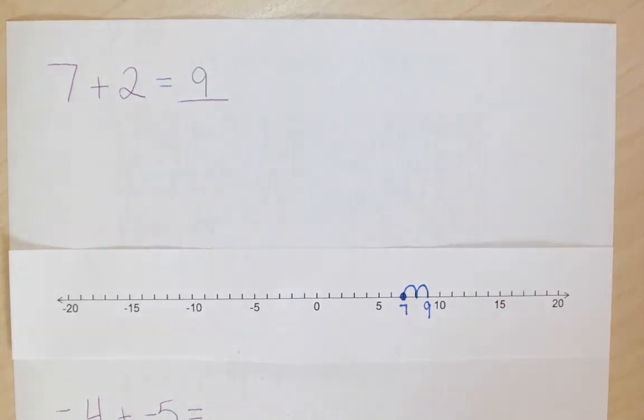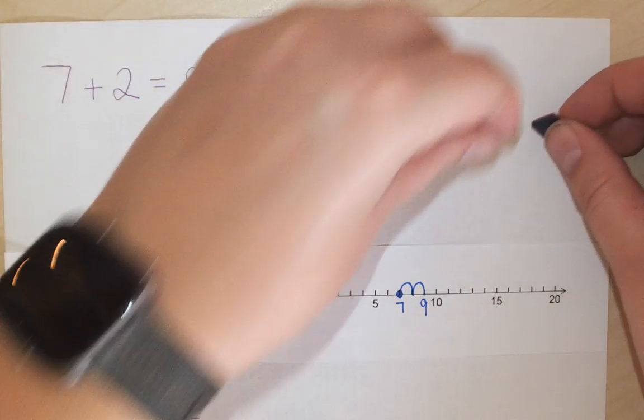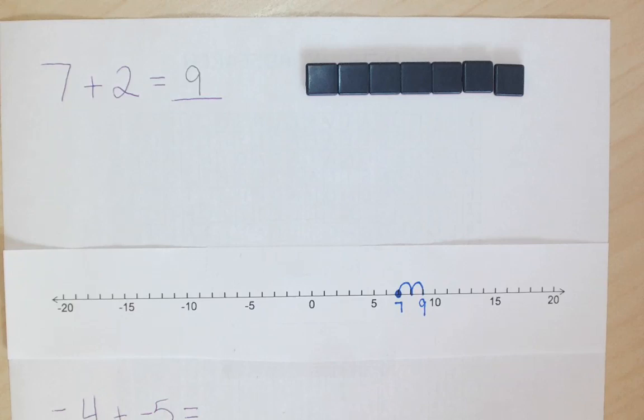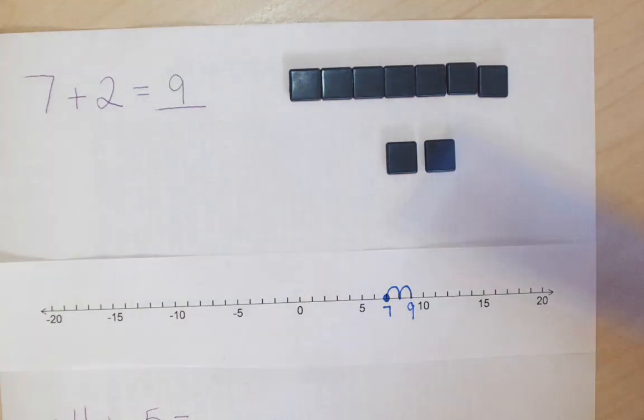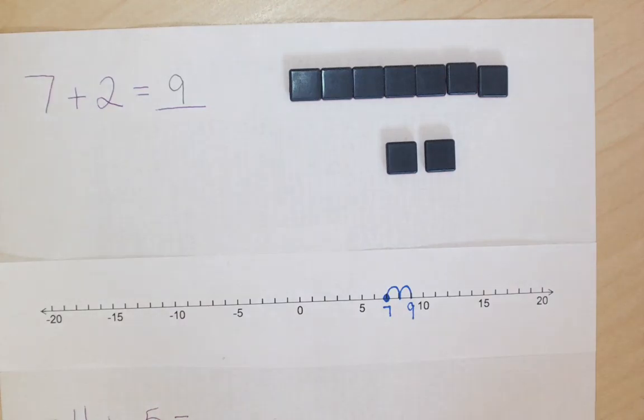Another way to confirm my answer is if I take my algebra tiles. Right here I have 7 of the positive algebra tiles. And then to that group I'm going to add 2 more positives. When I add those to the group, I can count. I have 7, 8, 9. So indeed my answer is positive 9.